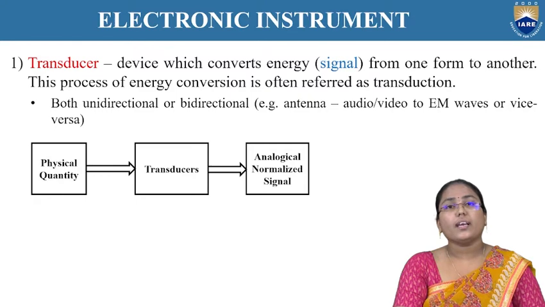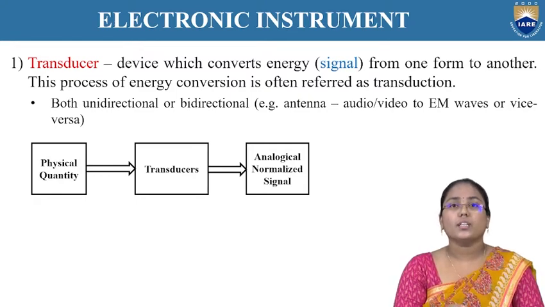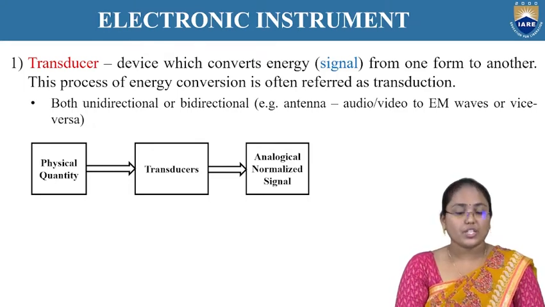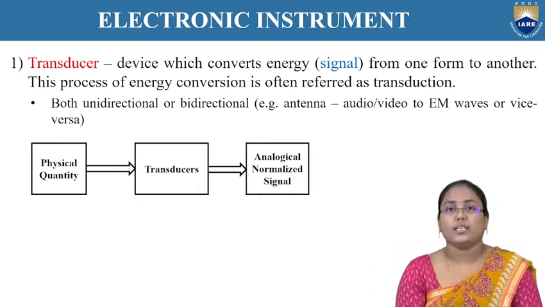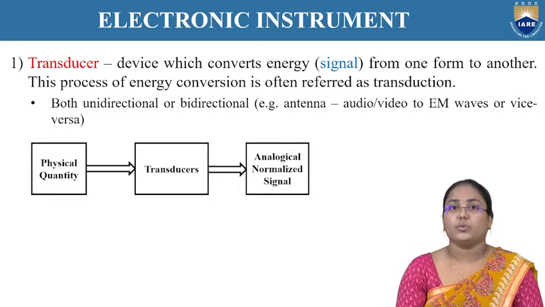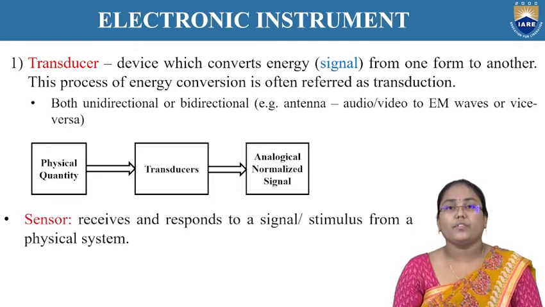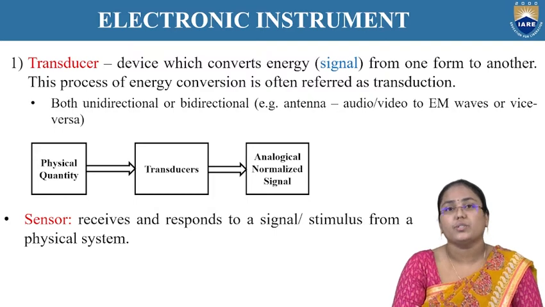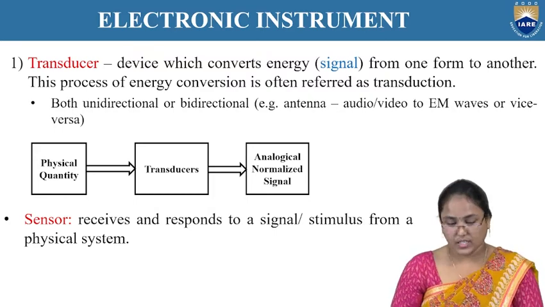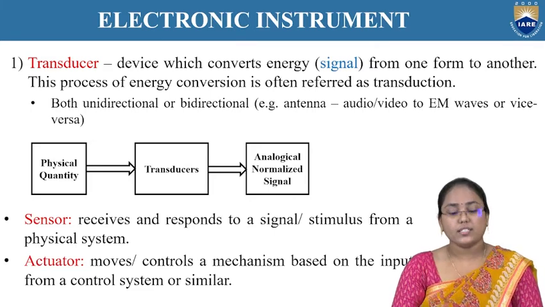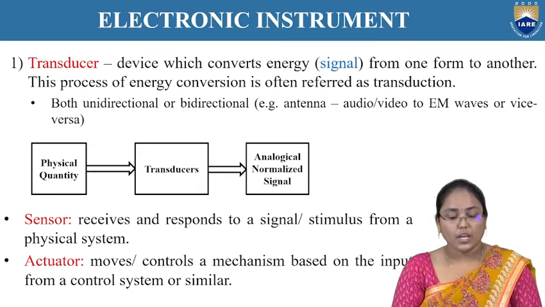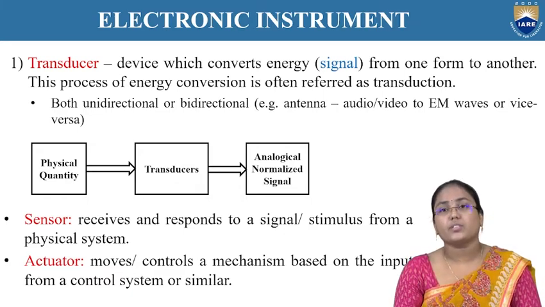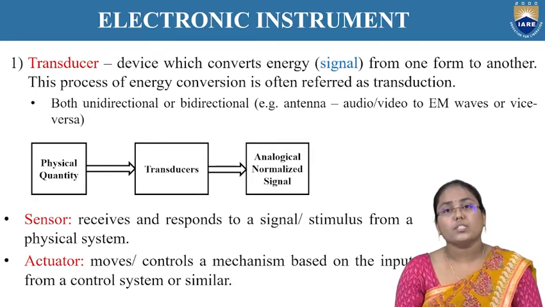But directly I may not be getting that type of input. So in that type of situation, we can use a transducer, which takes the input as a physical quantity and converts it into some analogous normalized signal, which can be processed further. We have different types of transducers. It can be either a sensor or an actuator. A sensor receives and responds to a signal or stimulus from a physical system, whereas an actuator moves or controls a mechanism based on the input from a control system or a similar system.